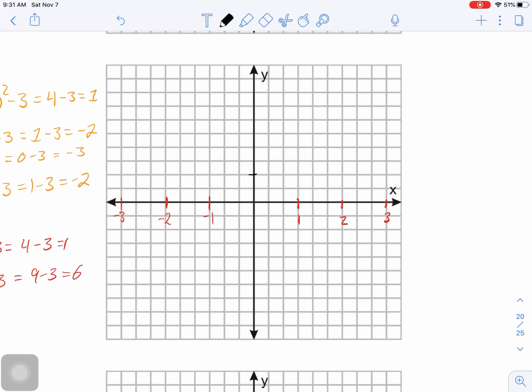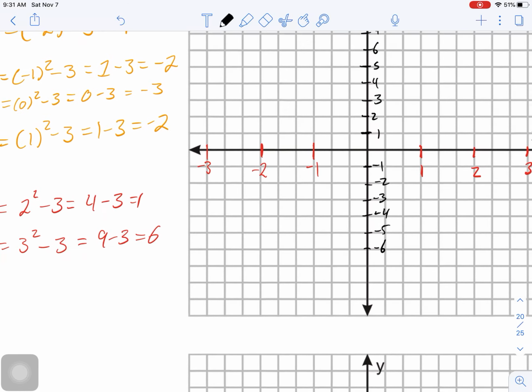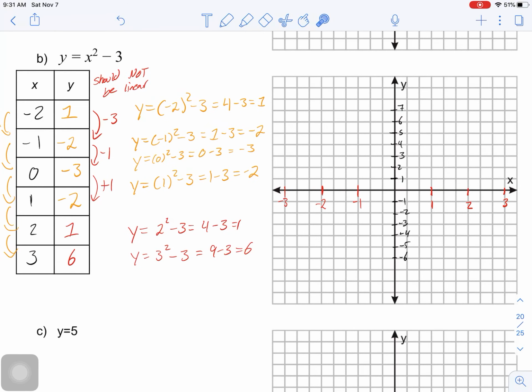Let's go every 2 though. So 1... that actually might not work. Let's go 1, 2, 3, 4, 5, 6. And down here, -1, -2, -3, -4, -5, -6. And let's see if that works out there. So now let's plot these points.